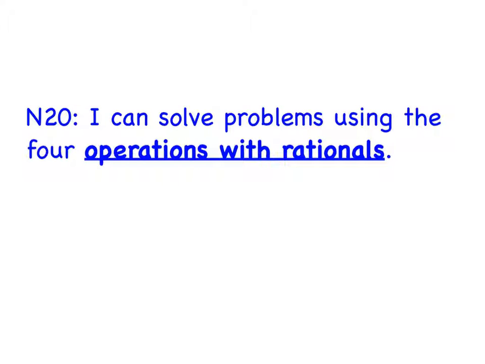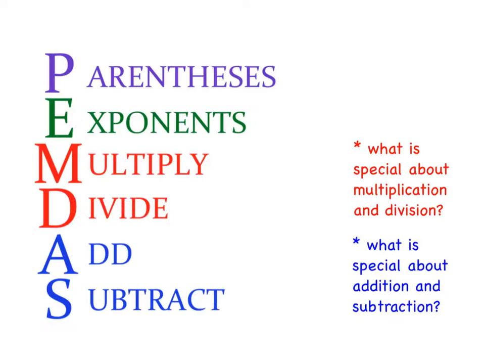Our I can statement is N20. I can solve problems using the 4 operations with rationals. Today we're going to practice the steps of the order of operations.